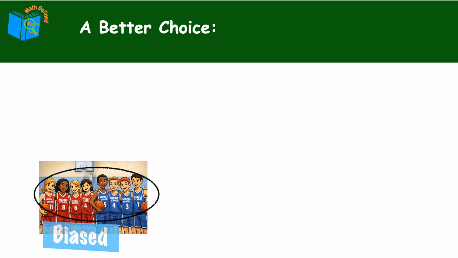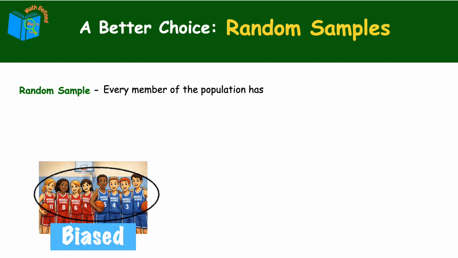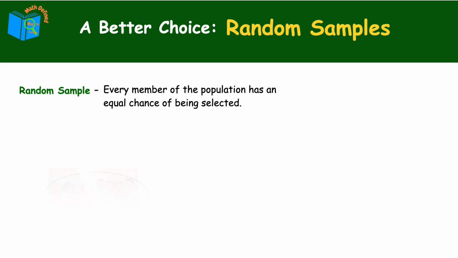So if a biased sample is a problem, what kind of sample should we use? A better choice is a random sample. A random sample is a sample where every member of the population has an equal chance of being selected. That matters because random samples are more likely to represent the population fairly. They help reduce bias.